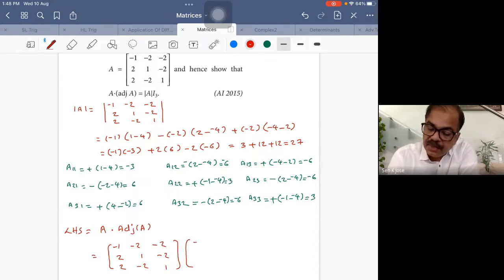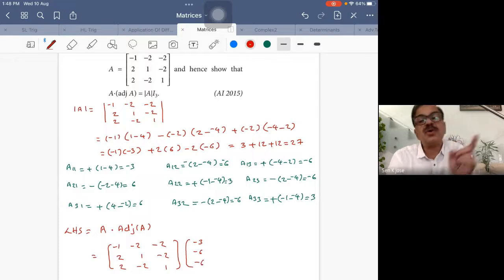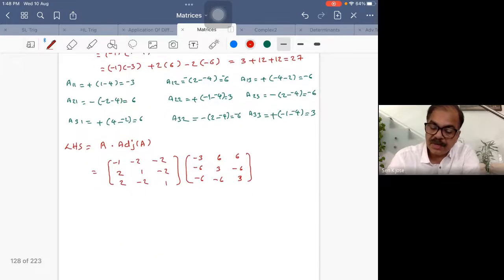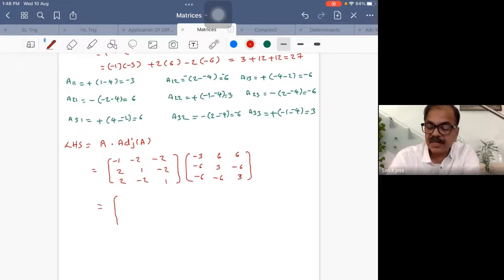So that's going to be negative 3, negative 6 and negative 6. The first row I copied as the first column. Now the second row 6, 3, minus 6, and the third row as the third column 6, minus 6 and 3. Then we multiply the two. So when you multiply, it's 3 by 3 matrix multiplied by another 3 by 3 matrix. It's going to be a 3 by 3 matrix.